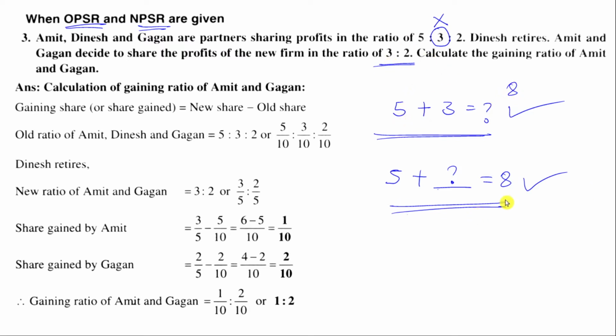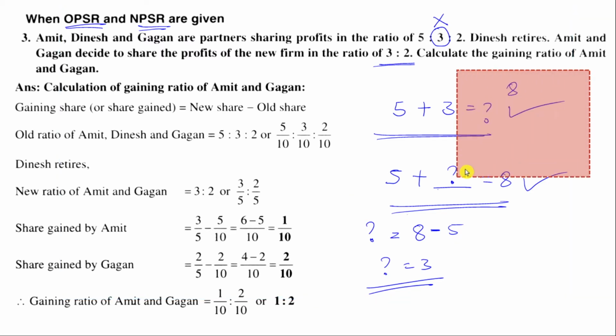But here, if you want to make 8, what number are you going to add? How to find this out? The 5 will be transferred to the other side. The question mark will be here, the is equal to also will be there, and the 5 will come this side. So it becomes 8 minus 5. The question mark is equal to 8 minus 5. In this way, we are solving the problem. I hope I don't confuse you with the mathematics. So this is how you need to solve this problem.